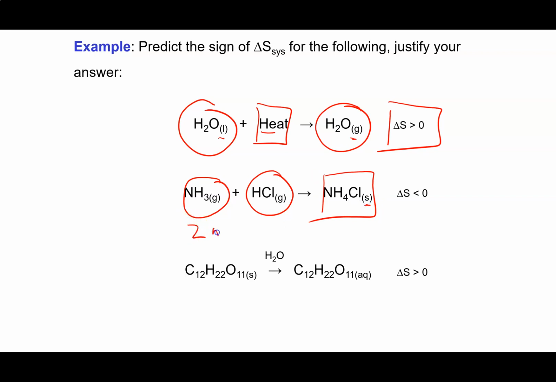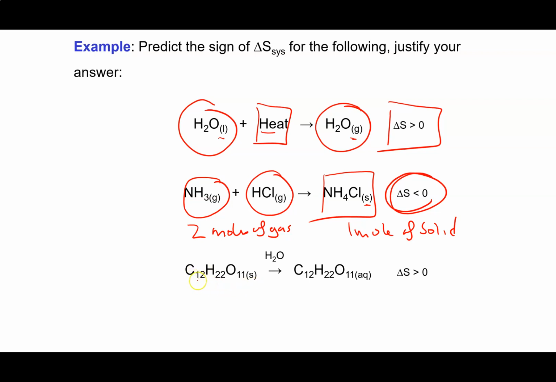So on the left, I've got 2 moles of gas, and gases we know have lots of freedom of movement. And then on the right here, I've got 1 mole of solid, where all of the particles are trapped in place in a crystal and are unable to move around a lot. So for that reason, I'm going to predict that this will be delta S negative.